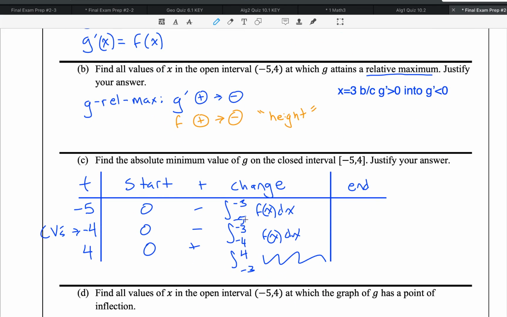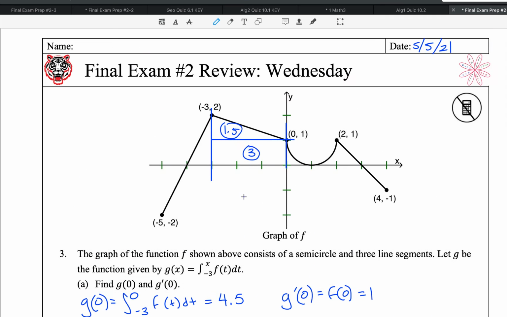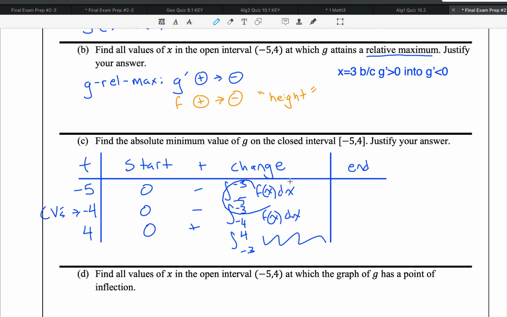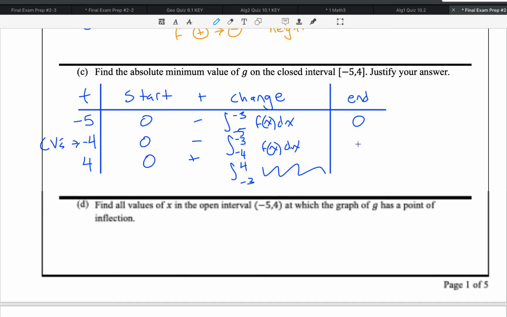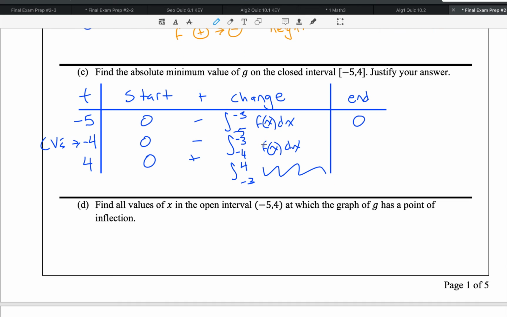Okay, so from -5 to -3. I'm starting at -5 and going to -3. Notice that this triangle right here and this triangle right here are congruent, therefore their areas cancel each other out, and this accumulation is 0, so our end value is 0, which is still a good minimum value, because a ton of this stuff is going to be positive area, so it's bigger than, or smaller than positive. This next one is probably going to be the answer.